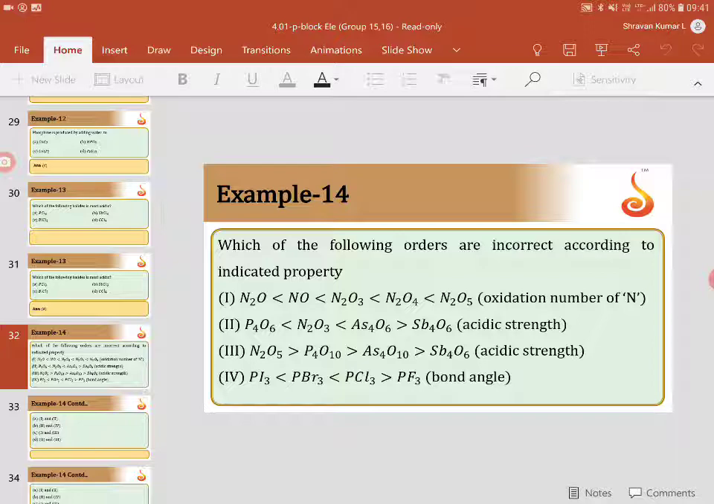First one is N2O, NO, the increasing order of oxidation number of nitrogen, and second order is acidic strength, third order is also acidic strength, and the fourth order is bond angle. So we'll discuss these one by one so that it's completely clear and you'll know the correct answer.